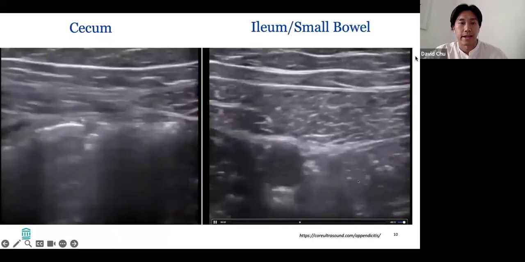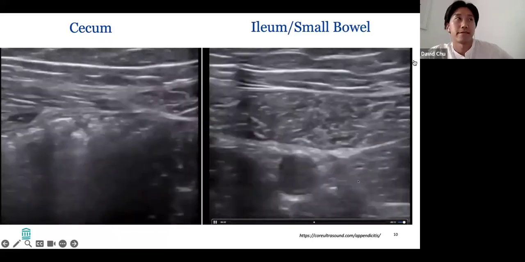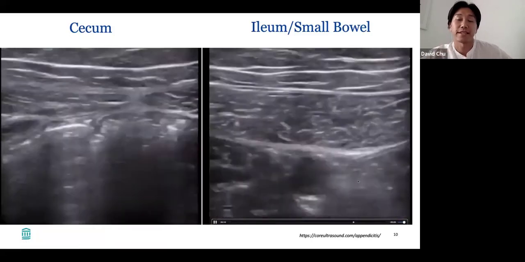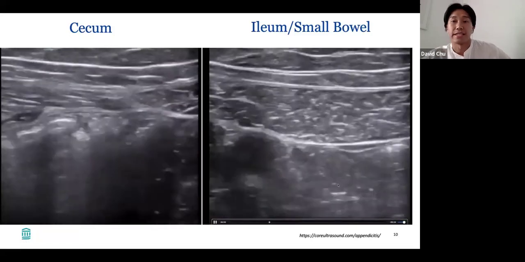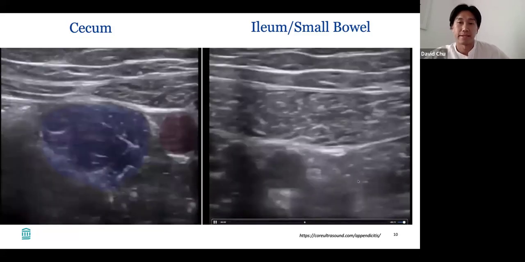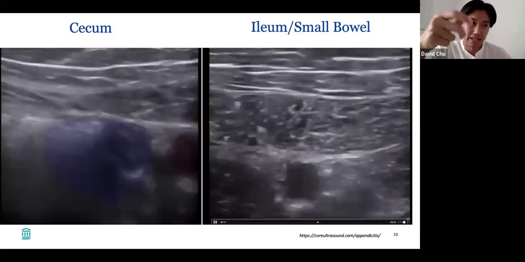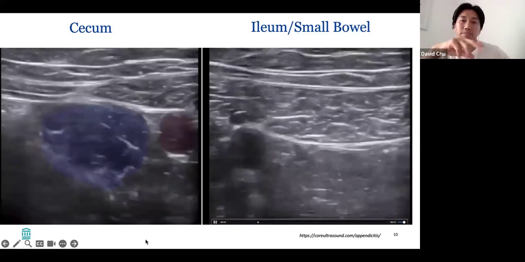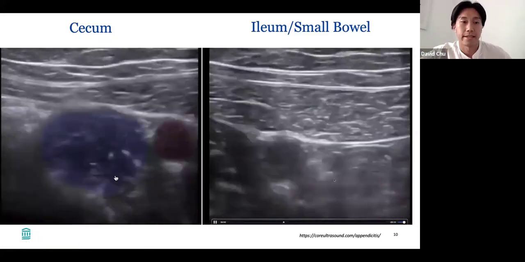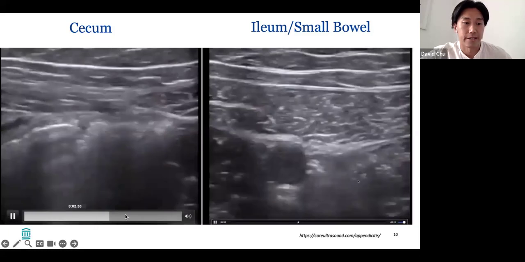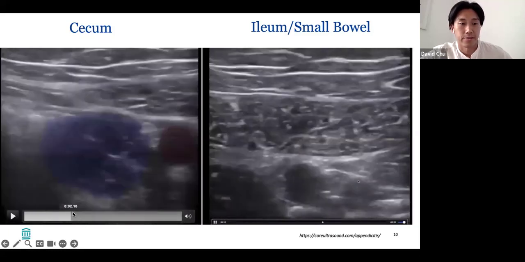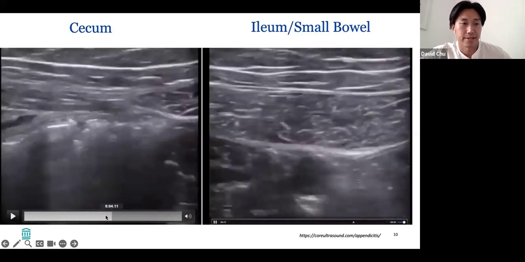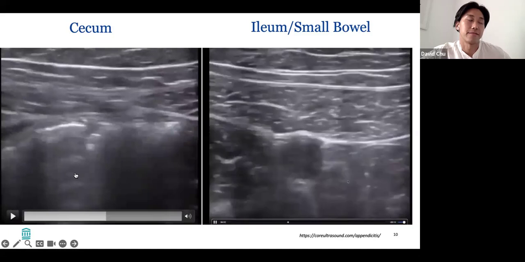All right, so if using those landmarks you still don't see the appendix, the next thing you could do is look for the cecum, and then look for the ileum. The ileum is the end of the small bowel. The cecum is the beginning of the large bowel. We know the appendix should be coming off the cecum, and it should be somewhere in between cecum and ileum. In this image on the left, we see the psoas muscle from the previous video clip. And as you go lateral again, here's the cecum. You know it's cecum because it's filled with air.